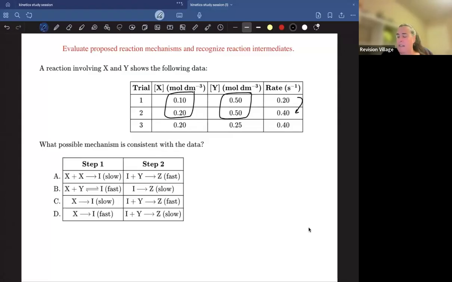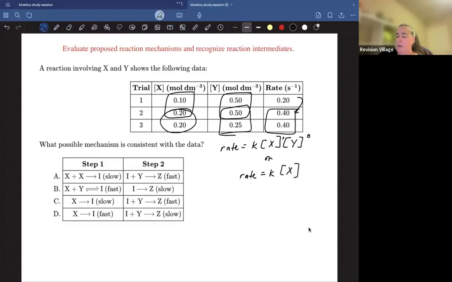So when the concentration of X doubles, the rate doubles. And so it's going to be first order in X. When X is held constant and the concentration of Y doubles, the rate does not change. So it's going to be 0th order in Y. So using the method of initial rates to deduce the rate law was fine. Now we need to look at these different proposed mechanisms and try to figure out which one is the most reasonable.